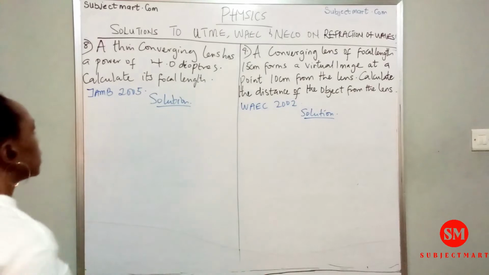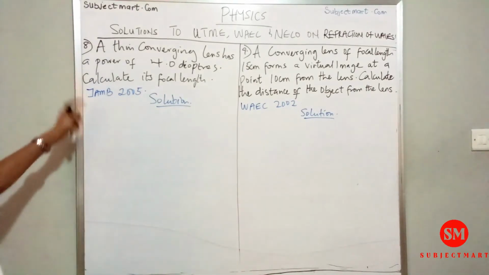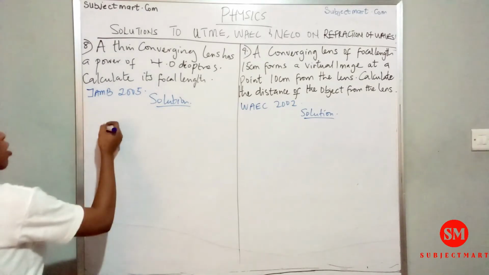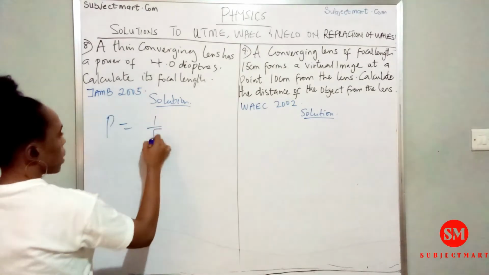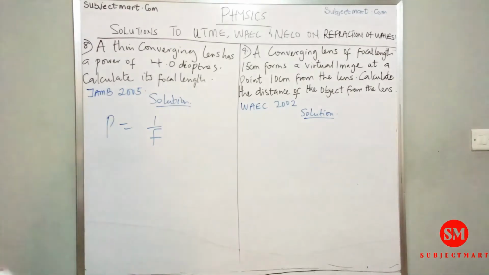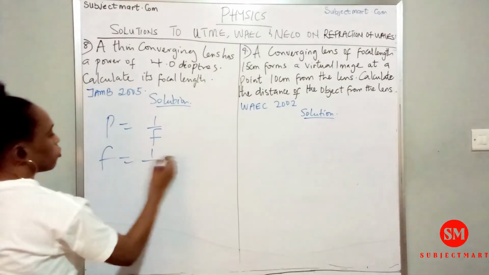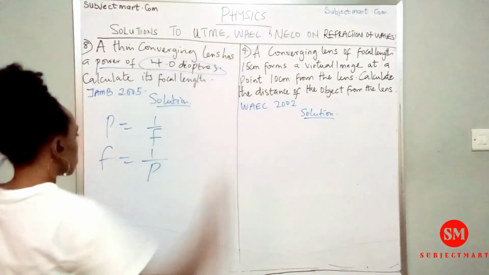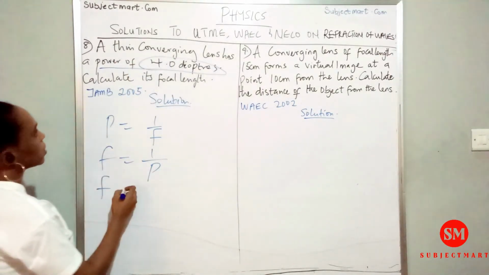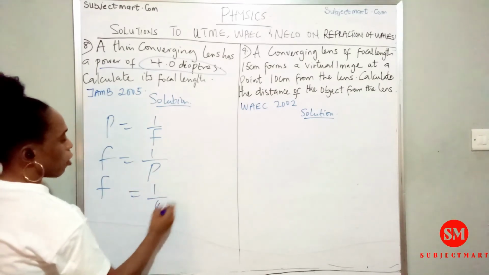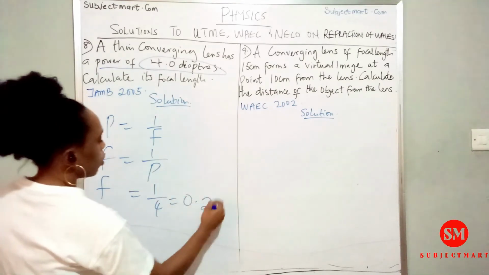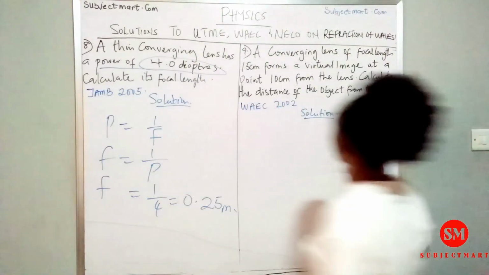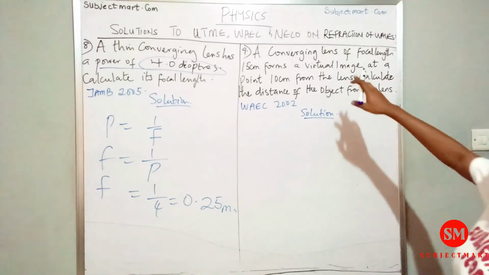A thin converging lens has the power of 4 diopters. Calculate the focal length. So you recall that P is equal to 1 over focal length. So also F is equal to 1 over P. So from the question we have P, which equals 4. So our focal length is equal to 1 over 4, and that is equal to 0.25 meters. It's that simple.